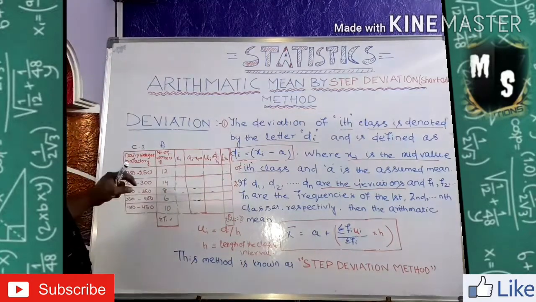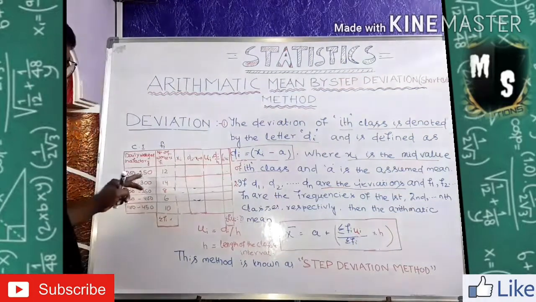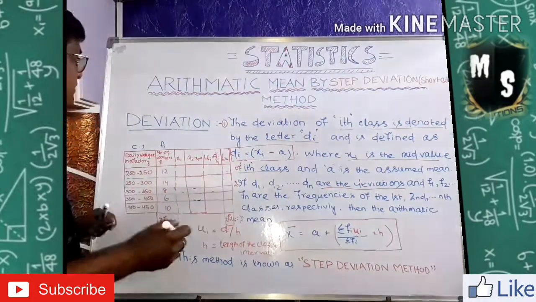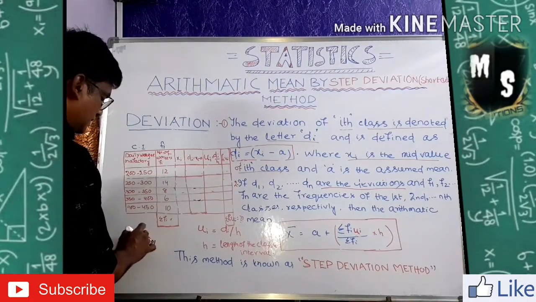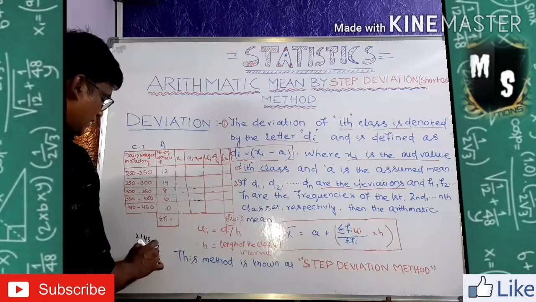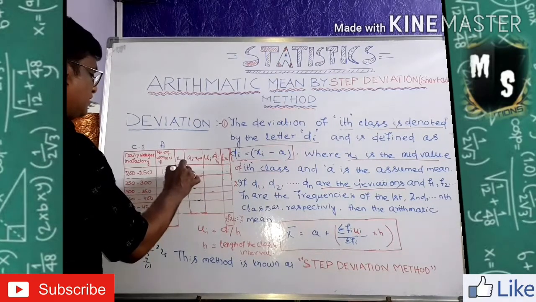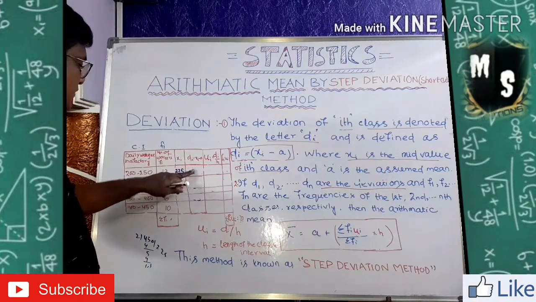See now. What I told you is that the xi column is the mid value. What is the mid value? 250 plus 200, how much is it? 450. So what is 450 by 2? Just in rough, you calculate 450 by 2. 2 twos are 4, then 5, 2 twos are 4, then 10, 225. So it is coming 225. Okay, the xi column, it is coming 225 now.